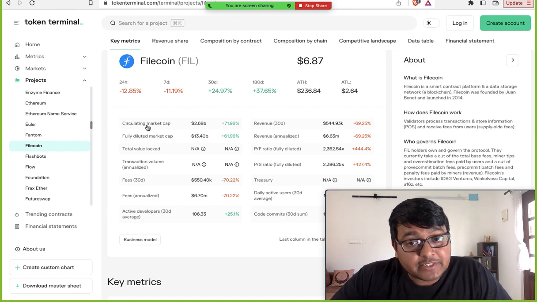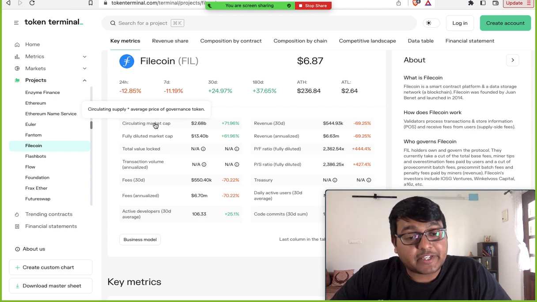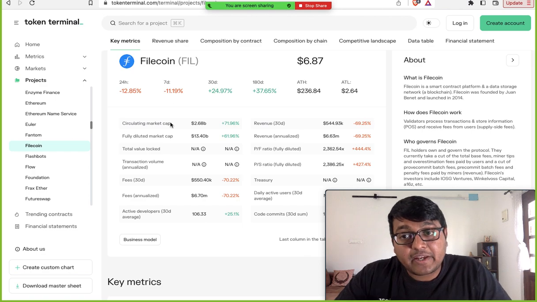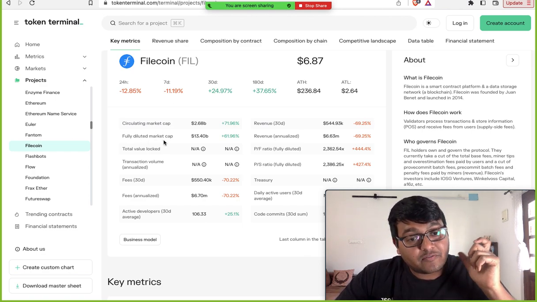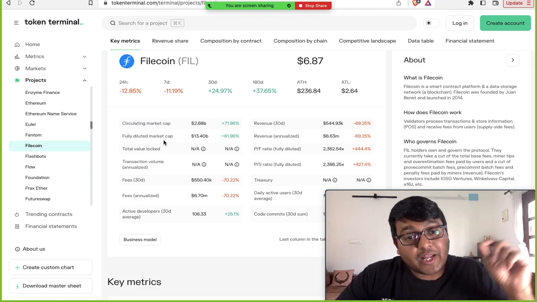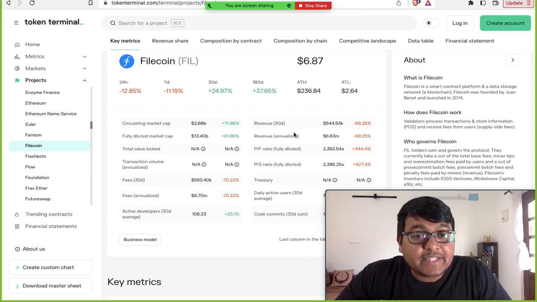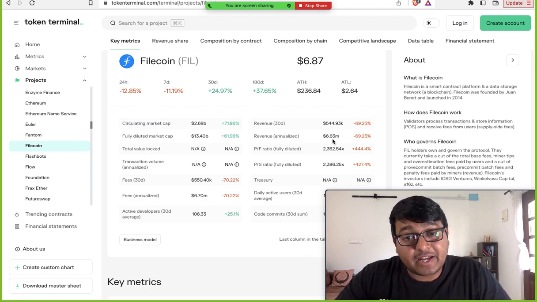One is the circulating market cap. We know what the market cap is of the tokens that are already in supply, and what is the fully diluted market cap, which means what is the total value of this Filecoin if all tokens were to come out at today's price. Right, and then there's this number here called revenue annualized, 6.63 million. Right, which means Filecoin this year would make approximately 6.63 million at the rate at which they're going. Right, we'll look at that.